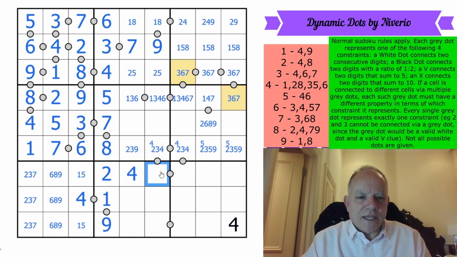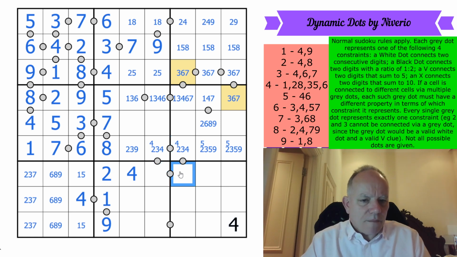Now, this can't be 2. Okay, so if this is a 2, this is definitely an 8. Oh, but then if this is a 2, that's a 4, and this is an 8. Then how do they connect up? You can't put a 2 here. If that's a 4 and that's an 8, they don't have any other connection apart from a 2. Okay, so that's not a 2.